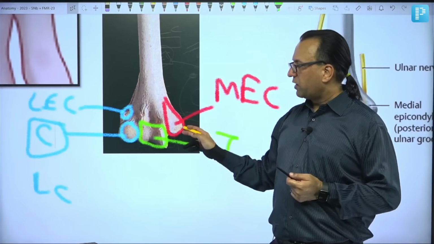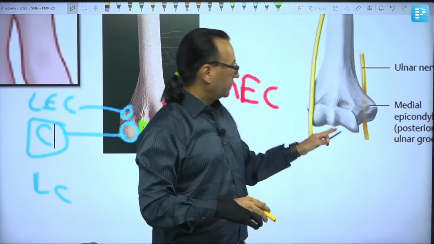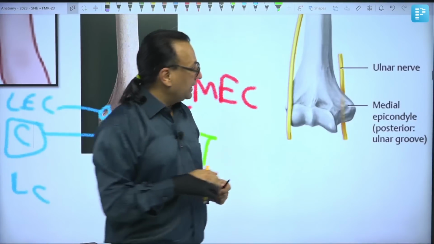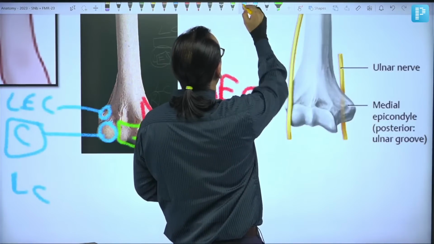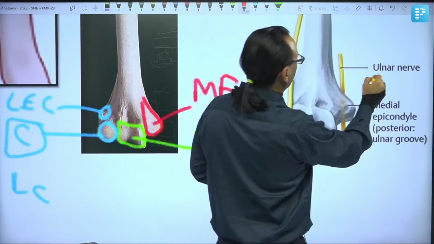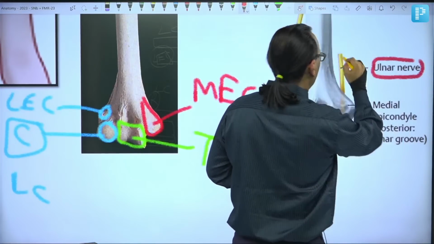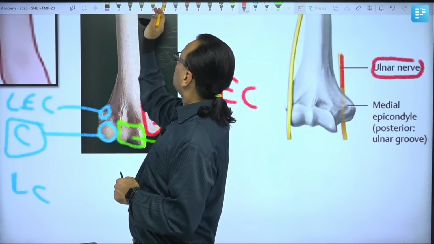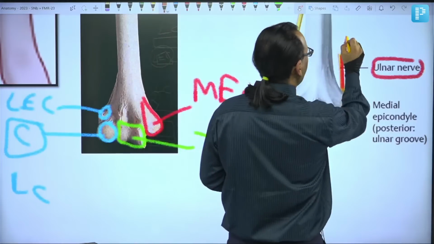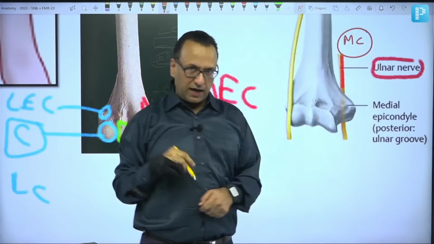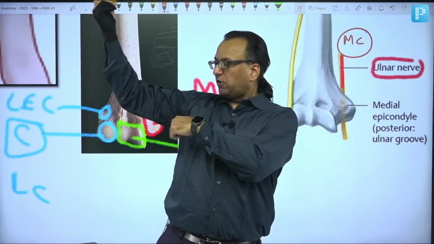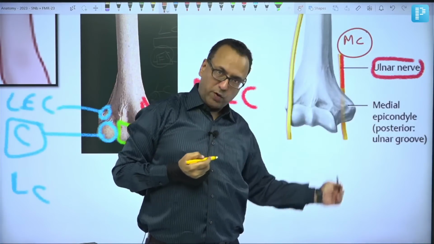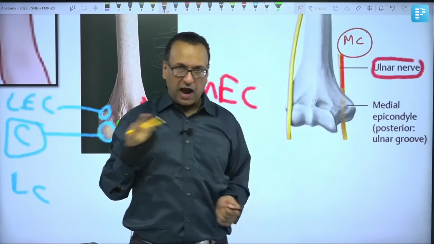Passing behind the medial epicondyle is the ulnar nerve, which you can mark here. This is the ulnar nerve. It is a continuation of the medial cord of the brachial plexus. In the axilla we have the brachial plexus, and in the brachial plexus we have the medial cord. The medial cord continues as the ulnar nerve, and the ulnar nerve will go with the ulnar bone, but before that it is passing behind the medial epicondyle.